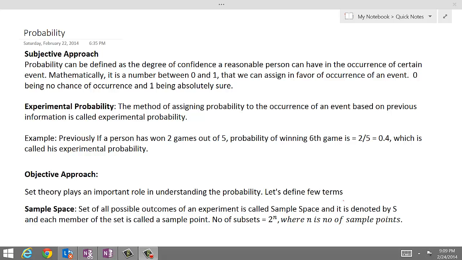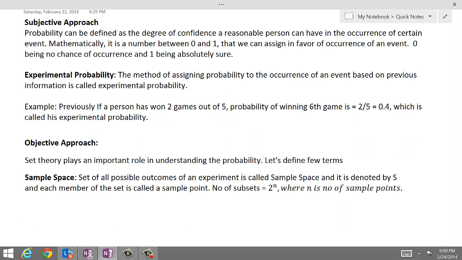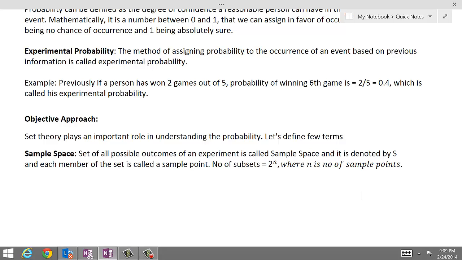And there is still another approach that we can take toward probability, and that is the objective approach. Just like any other scientific method, when we try to assign probabilities this way, we will first define a few terms. The first term we are going to discuss is sample space. Sample space is the set of all possible outcomes of an experiment, and every outcome is called a sample point.